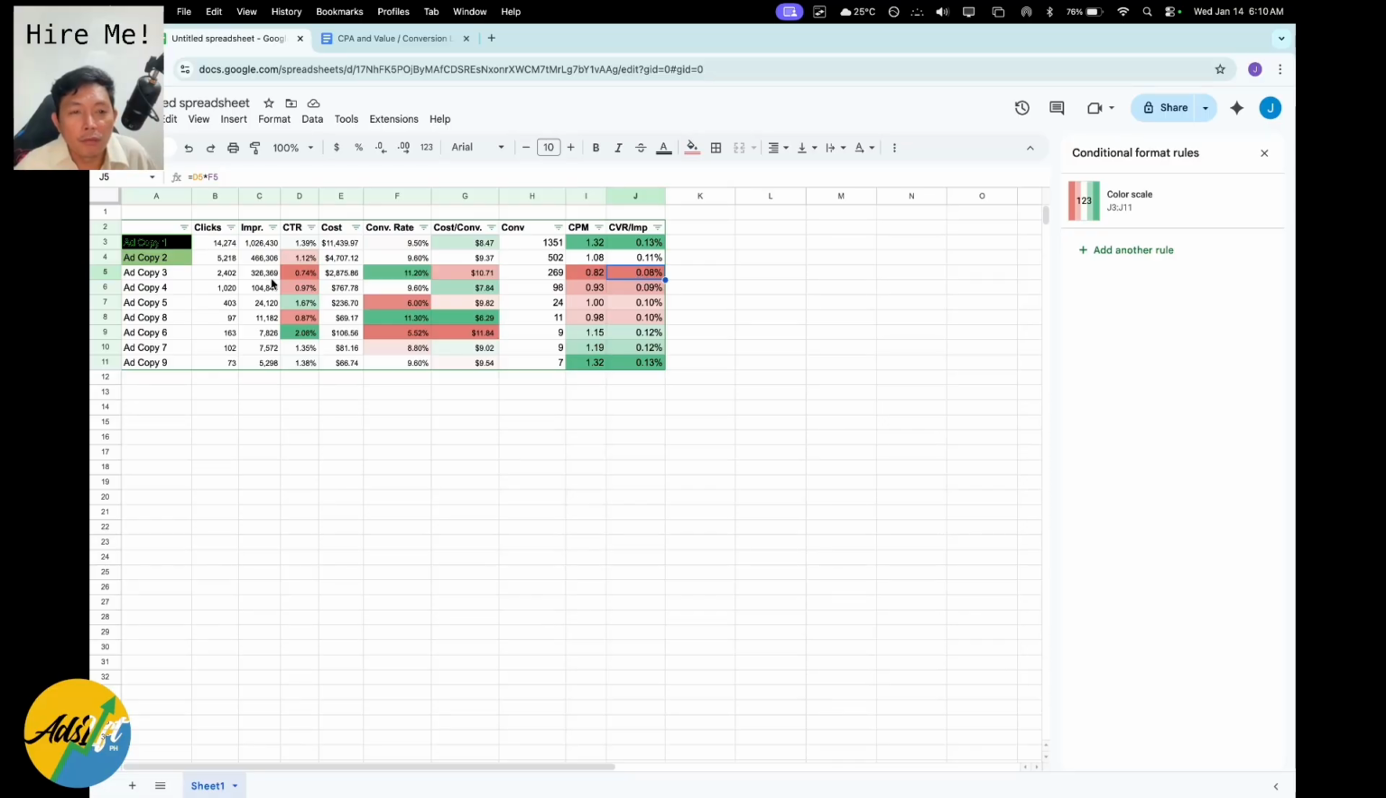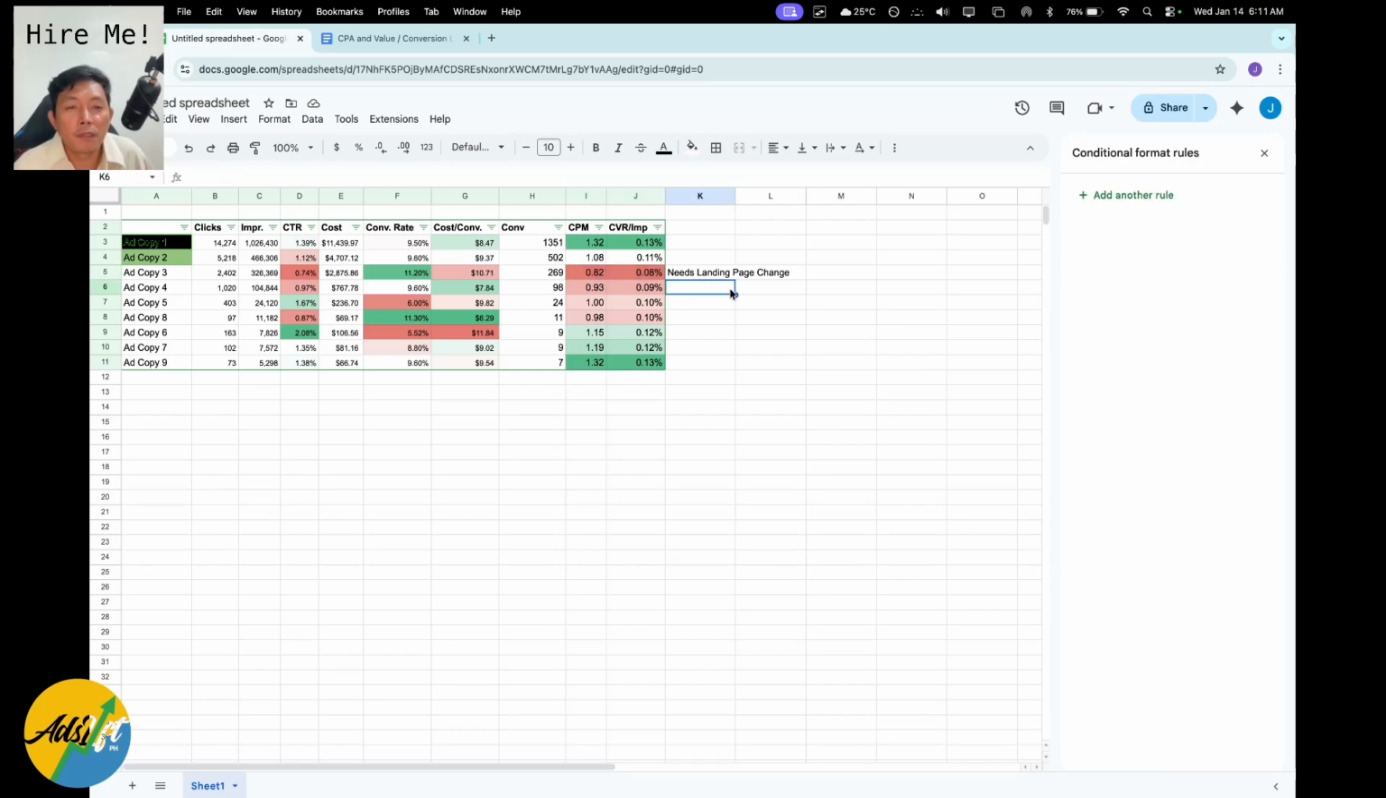efficient ad copy that needs a landing page test. This needs a landing page change because it's showing us very low CVR per impression.